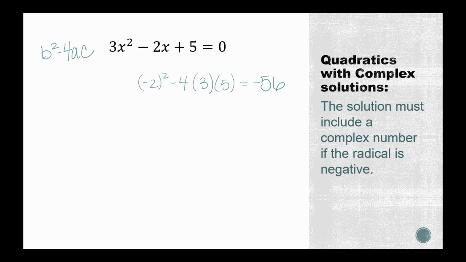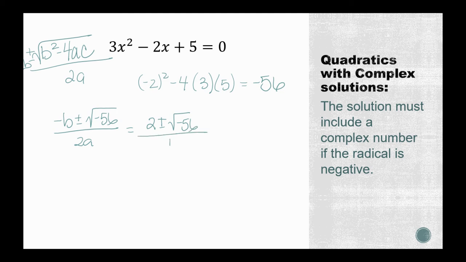Now, here's why I suggest checking the discriminant. Because you've already done half of the work of the quadratic formula, right? We just found what's in the radical. Now we just have to fill in the rest of it. So it doesn't hurt anything to check the discriminant and see if it's factorable, because you're already halfway through the quadratic formula when you do that. So -b, +2, plus or minus the square root of -56 over 2 times 3, which is 6.